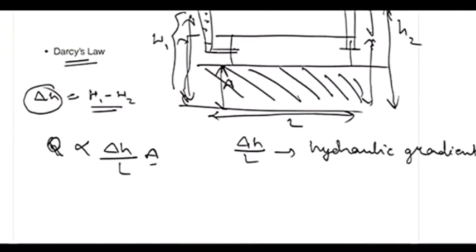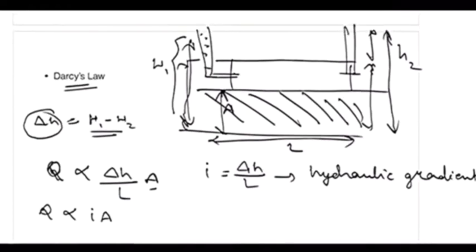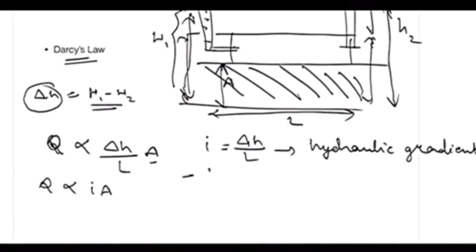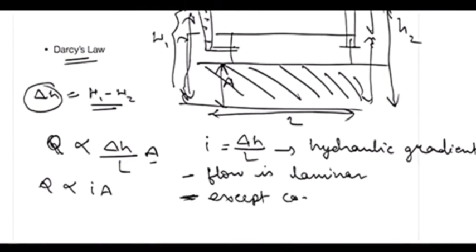And this is the area of flow. So Q is proportional to the hydraulic gradient, denoted with i, times A. So Q is proportional to iA. One more thing to notice is that the main assumption here is that the flow is laminar. This assumption is valid for almost all soils except coarse gravel. If the flow becomes turbulent, this condition will not be fulfilled and we cannot use this principle directly. So there is this assumption that flow is laminar.